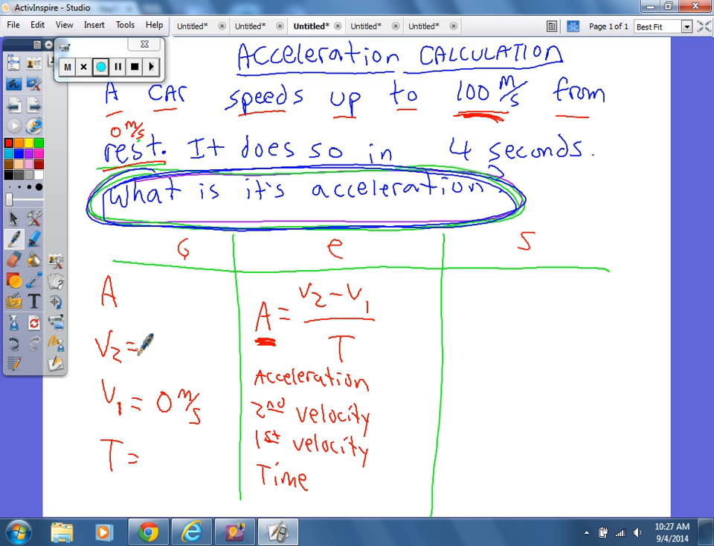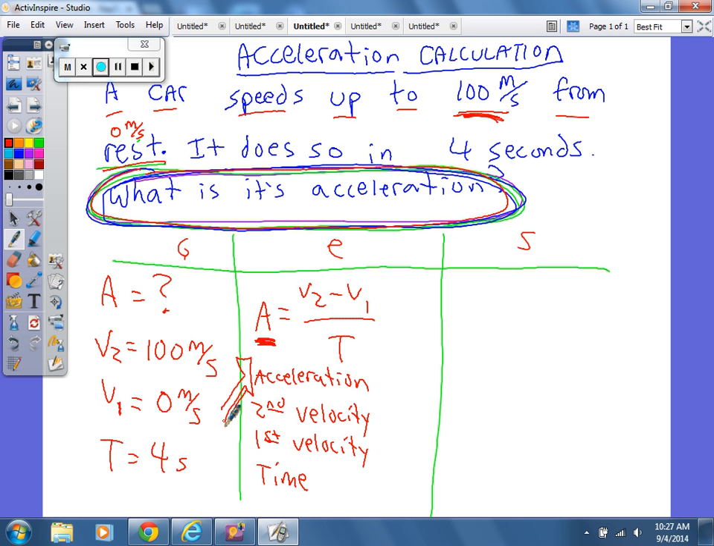And that means the second velocity is how much? That's right, 100 meters per second. I'm trying to find the acceleration because that was the question that was asked. And the time that it took for it to speed up from 0 to 100 meters per second is, that's right, 4 seconds. Great.